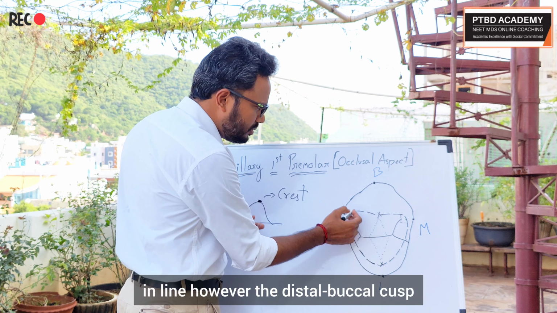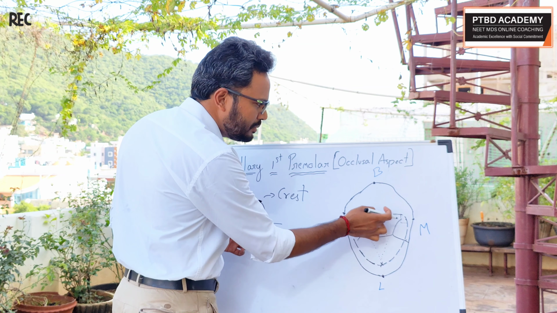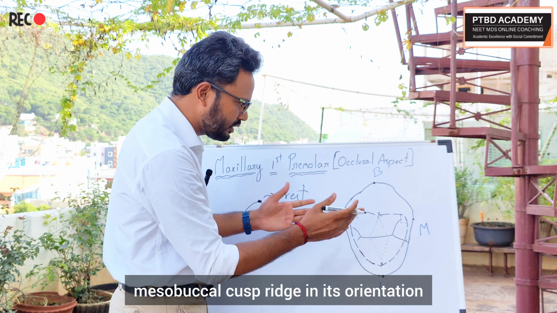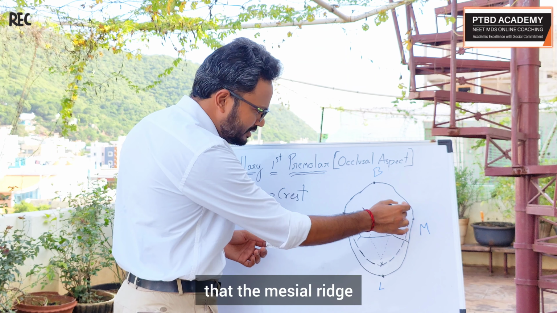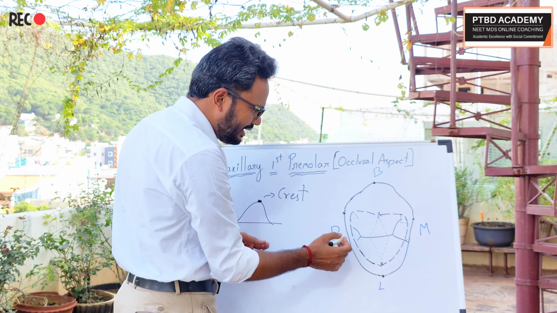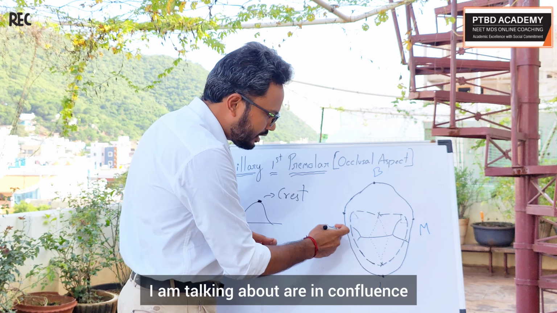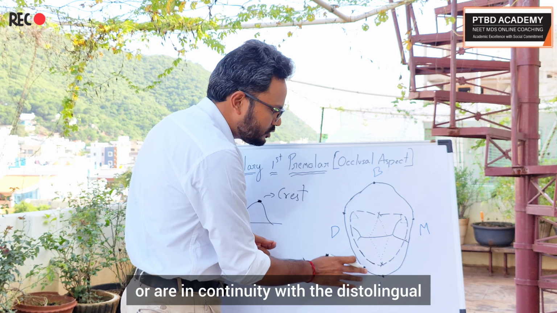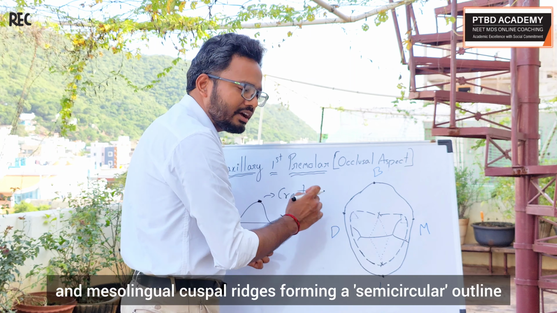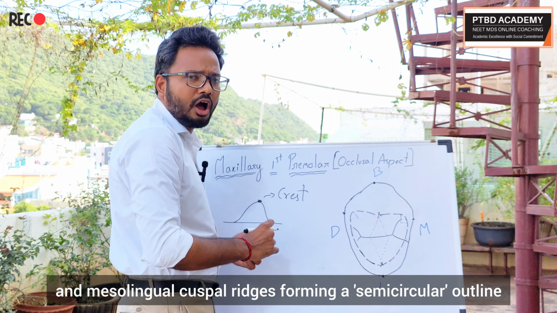However, the distobuccal cusp ridge is somewhat buccal compared to the mesobuccal cusp ridge in its orientation. And also you can see that the mesial ridge and the distal ridge, the marginal ridges I am talking about, are in confluence or are in continuity with the distolingual and mesolingual cuspal ridges, forming a semicircular outline.